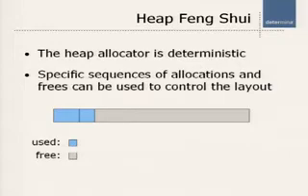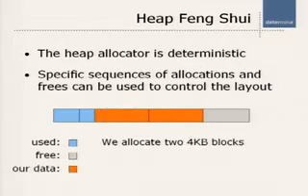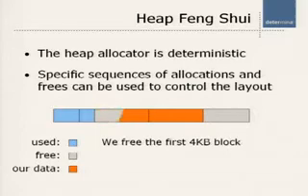For example, if we start with a heap that looks like the slide there, and we allocate two 4 kilobyte blocks, they will be allocated, again, right next to each other. They're shown in orange on the slide. Then we will free the first block, the first piece of data.